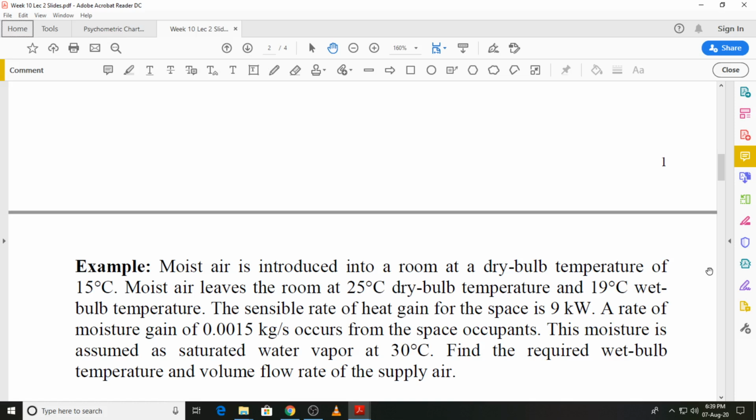If you try to analyze this problem, there are two things happening to the air. It has been sensibly heated and there is addition of moisture to that air stream. So this is a process which is equivalent to the heating and humidification process that we had studied, and we have the requisite mathematical equations for that process, and we also know how to represent it on the psychrometric diagram, and that is the first thing that we will do.